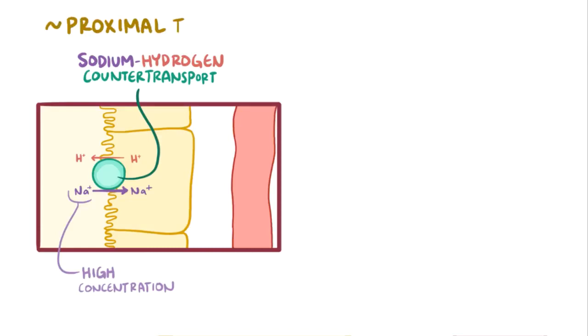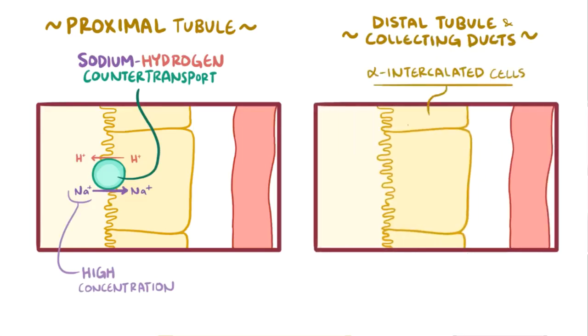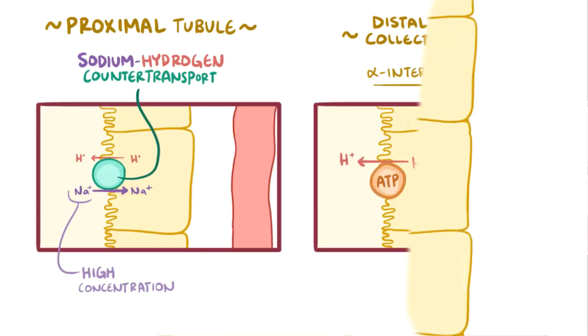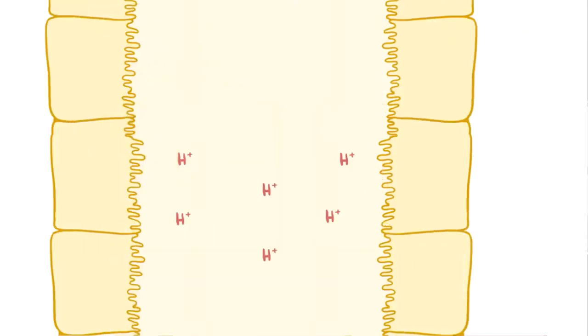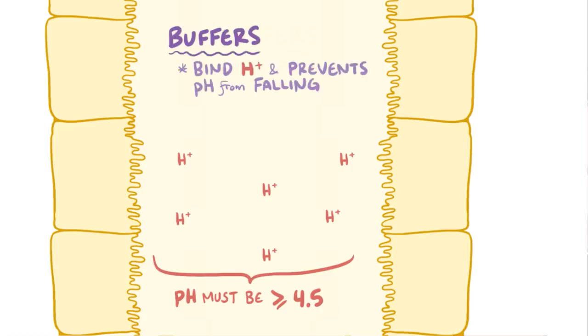Remember, this is in the proximal tubule, but in the distal tubule and collecting ducts, there's another mechanism that involves alpha intercalated cells. These cells have a different pump that uses the energy of ATP to push hydrogen ions into the tubule. The urine, though, can only hold so many free hydrogen ions, because the pH starts to drop really low, and the tubules can't maintain a urine pH below about 4.5. So to get around this limit and hold more hydrogen ions, the urine has chemical buffers, which bind to the hydrogen ions and prevent the pH from dropping too low.